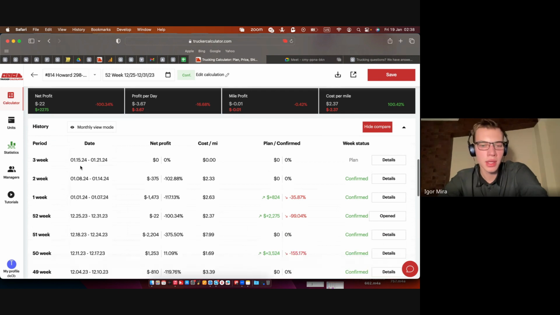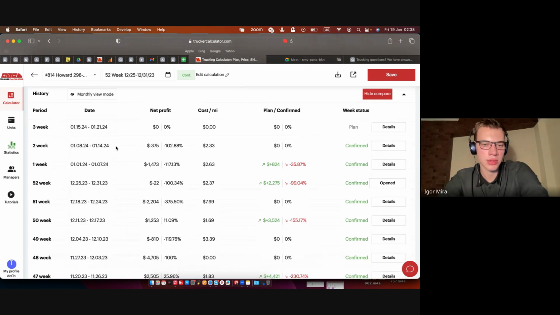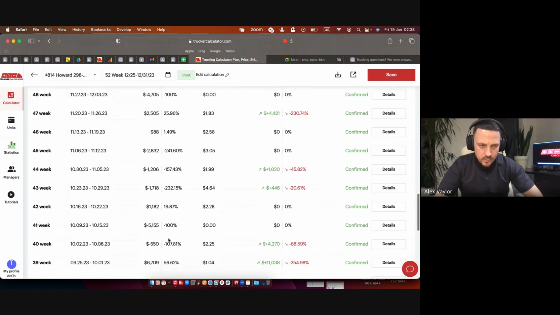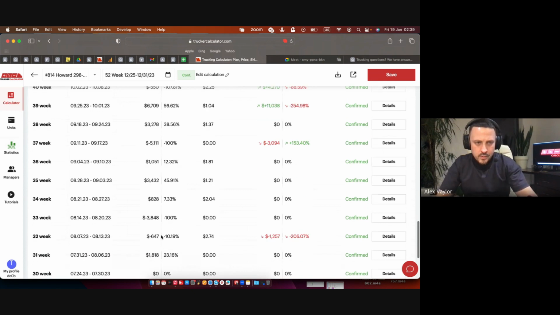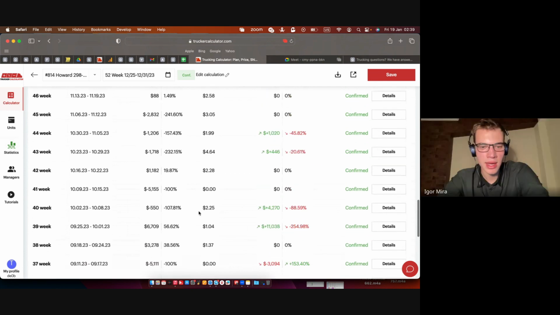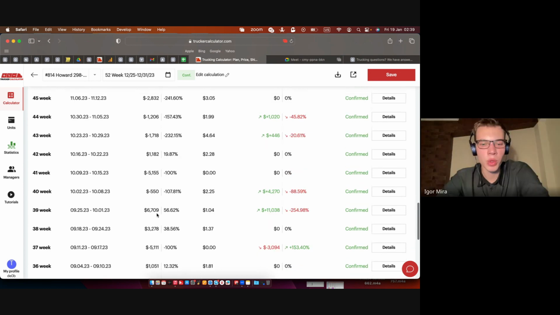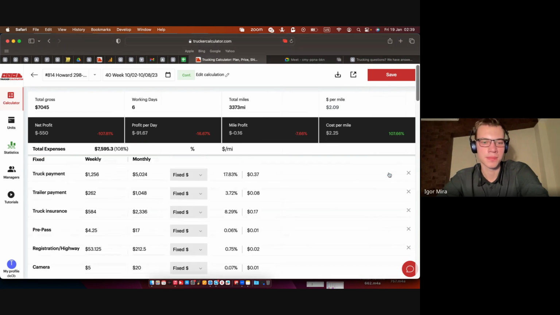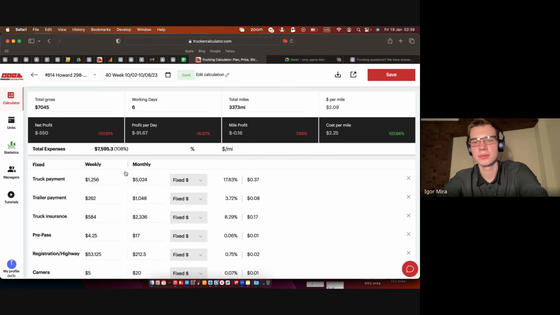Yeah, sure thing. Here we have a breakdown in history of all of the weeks with a quick summary of net profit and cost per mile. Pick any one you want. Take week 40, and the net profit. I saw 40 was the first week that was actually negative for this driver, if I'm not mistaken. We've had some negative before, but let's begin with 40. All right.